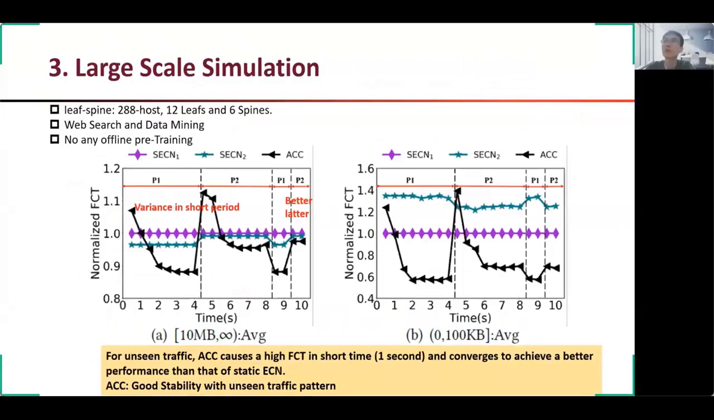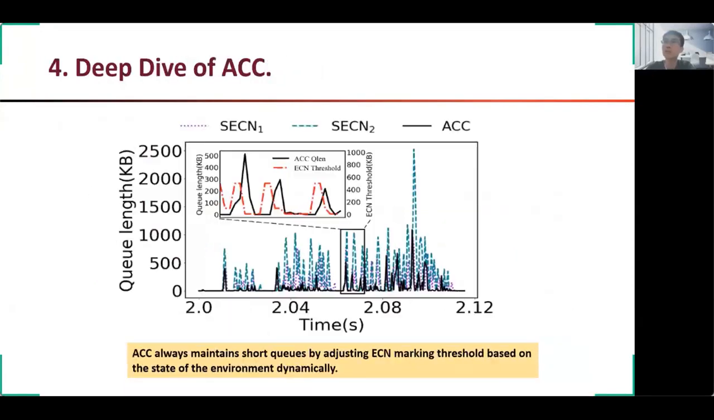We want to see the performance when ACC faces unseen traffic patterns. We generate traffic based on two realistic workloads, web search and data mining. You can see in the first second, ACC caused a high FCT for a short time and quickly converged to achieve better performance than static ECN. Later, at 8 and 9 seconds, we repeat the old traffic flows again. It's interesting to see that because the model has learned the traffic pattern, ACC can quickly adapt to the traffic and get good performance.